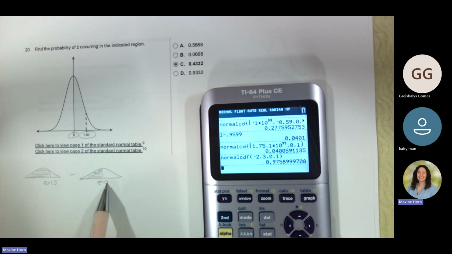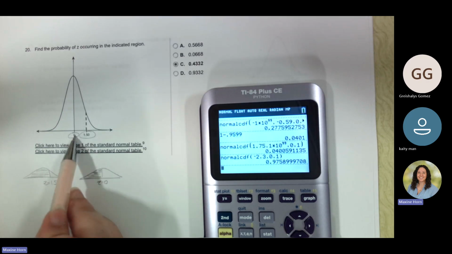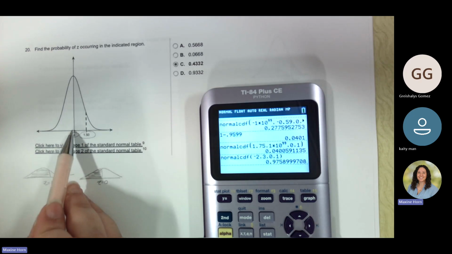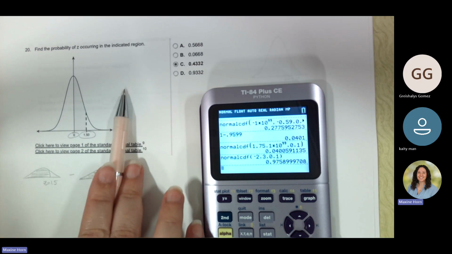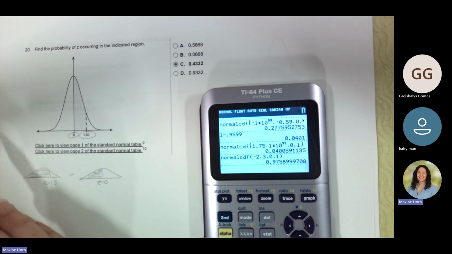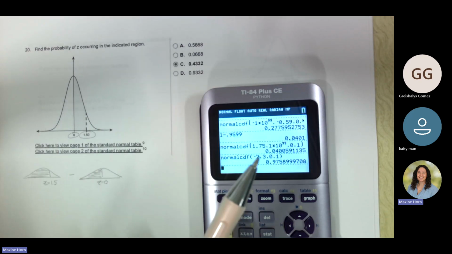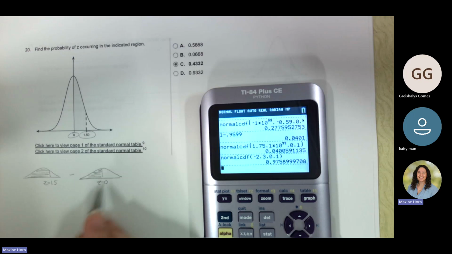So when Z is 0, when we are no standard deviations from the mean, that means we're at the mean. And the mean separates the bottom half from the top half. So the bottom 50% from the top 50%. So I don't even have to look at the chart to know that the area to the left of a Z-score of 0 is 0.5. So I don't even have to look that up. I would have to look this up if I'm using the chart.